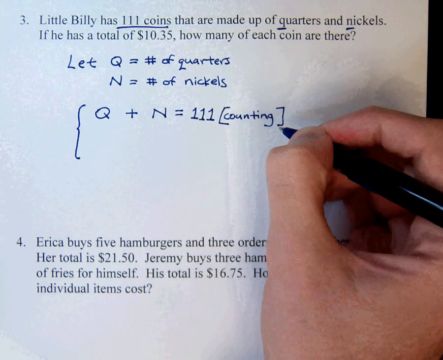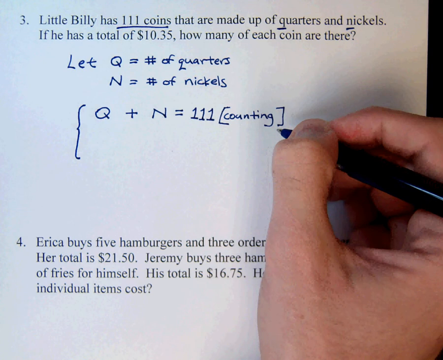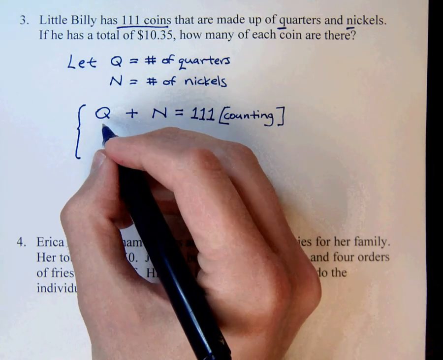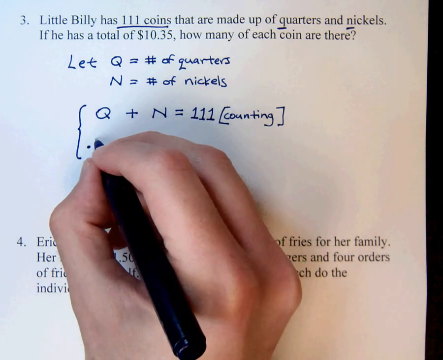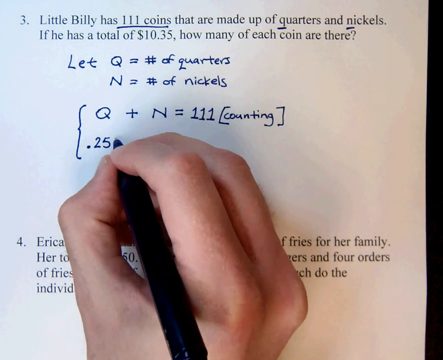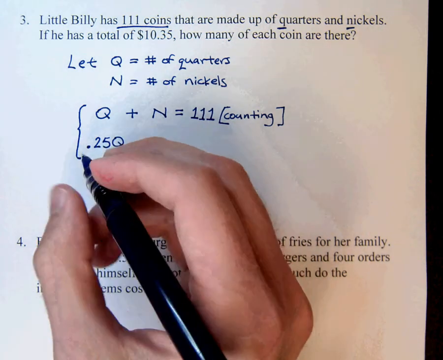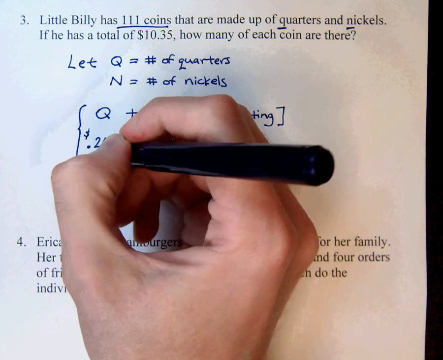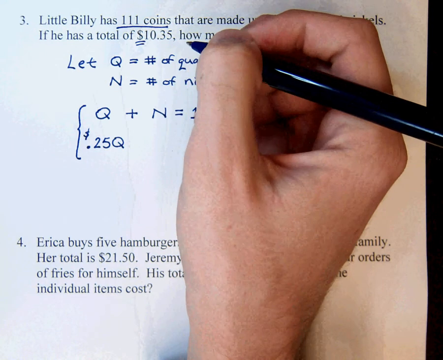Well, we also said that the other equation should deal with the value that goes along with each of these. Well, how much is a quarter worth? A quarter is worth a quarter. So if we make that a decimal, we're going to need to say 0.25 times Q. Now when I say 0.25, keep in mind that I'm keeping this in terms of dollars. Why dollars? Well, I was working with dollars to begin with.